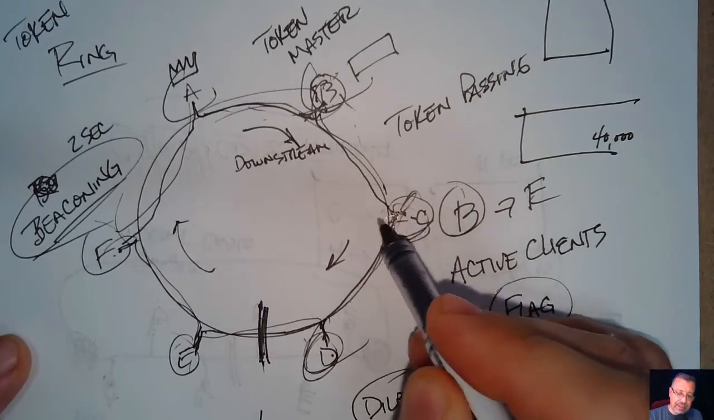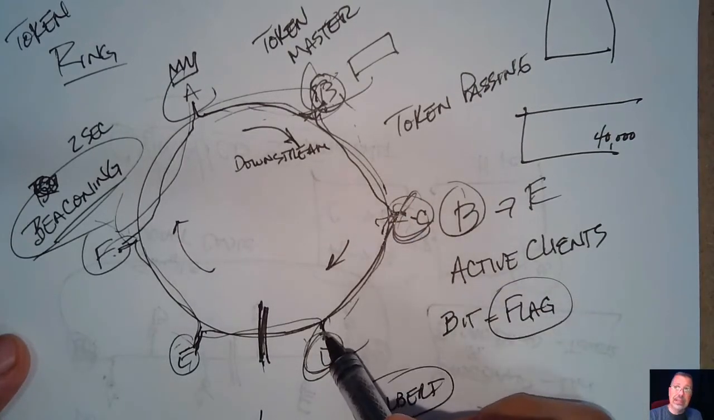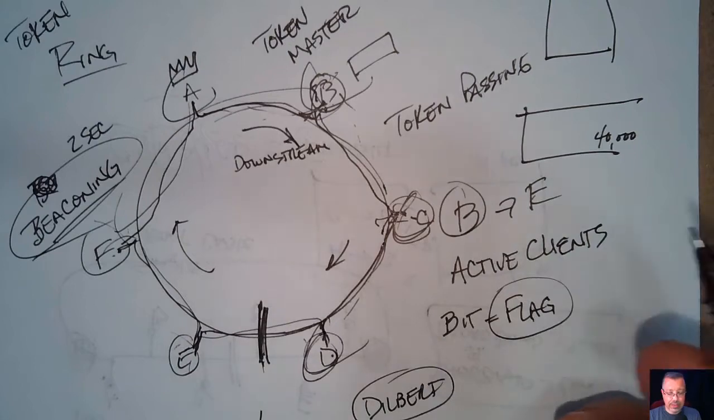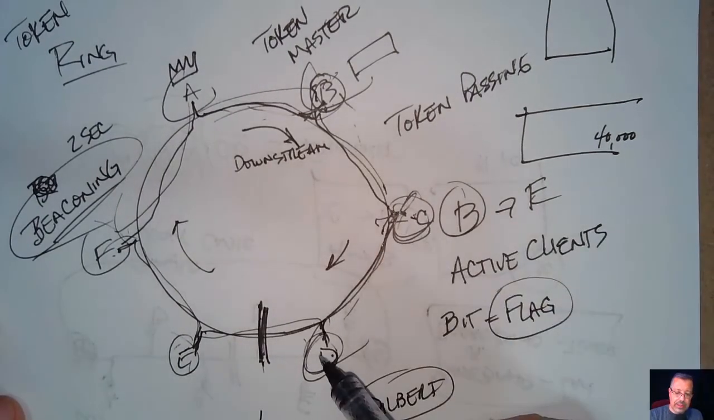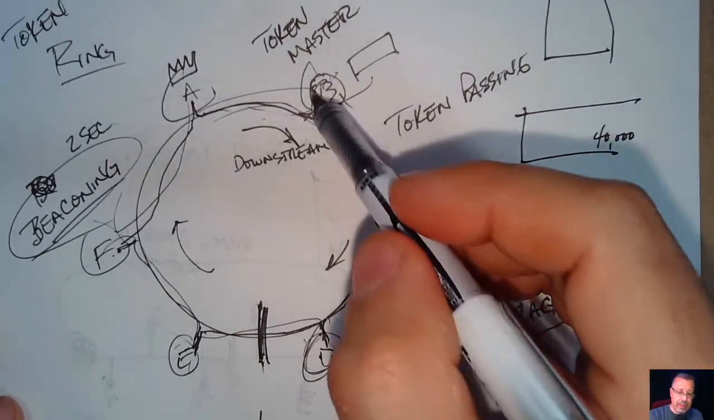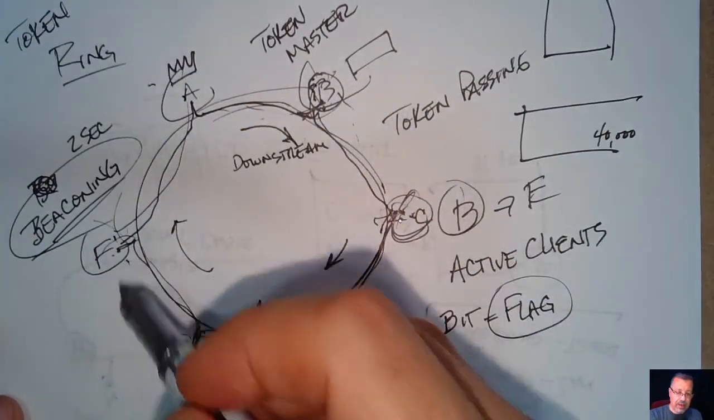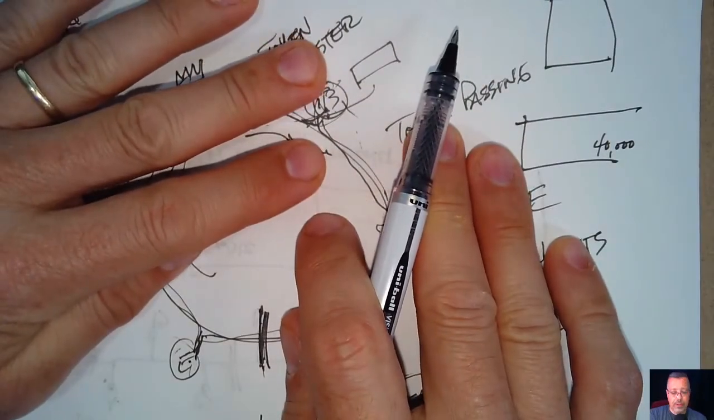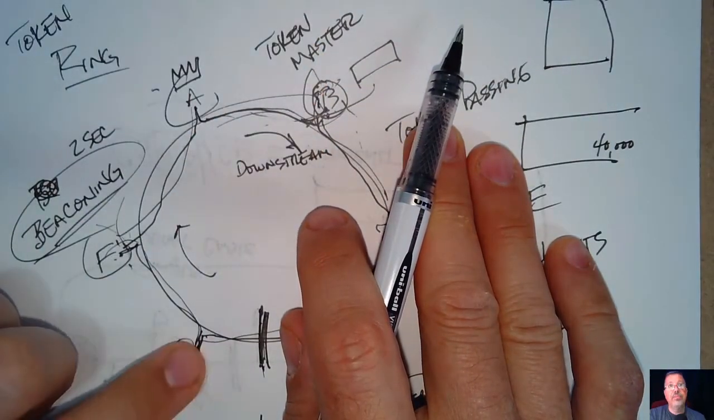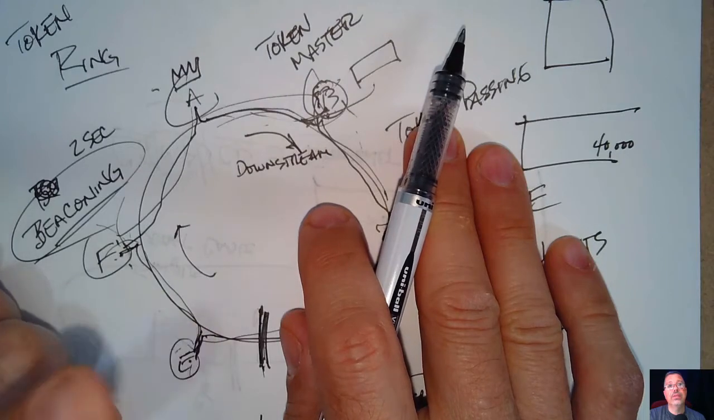But when C puts that beacon out, D gets it, and D says, oh, I just got something from my upstream neighbor, and it'll stop beaconing. So D gets one from C, C gets one from B, B gets one from A, A gets one from F, F gets one from E, so all of these guys shut up. And the only guy left beaconing is E.